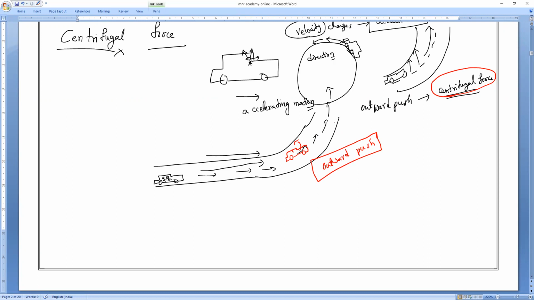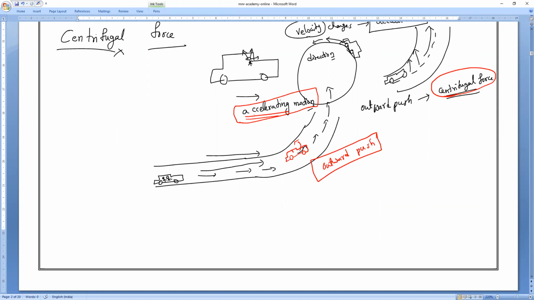Is your relative or your brother or your father pushing you outwards? No. Actually, it is happening because of what? Because our car is in what motion? Our car is in accelerating motion. So the person sitting in the car will experience the force because they are in accelerated motion. So during this acceleration, the outward push that we are experiencing, that is what we call as what force, everybody?